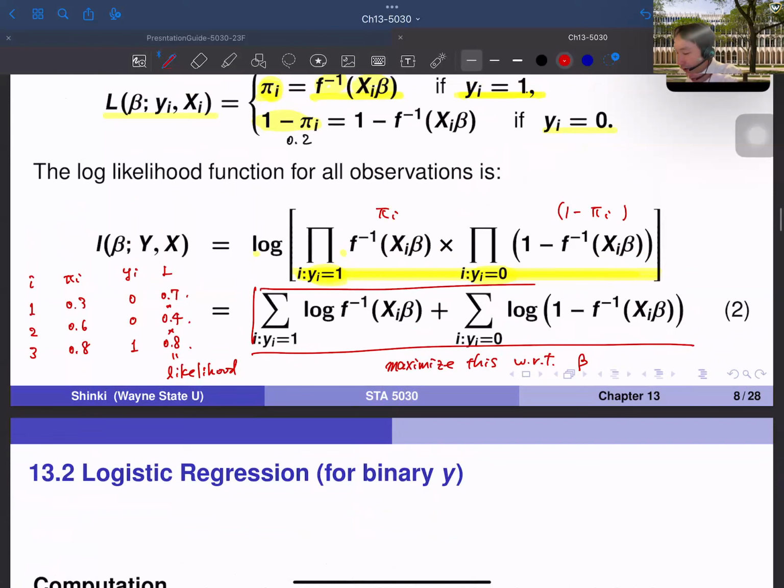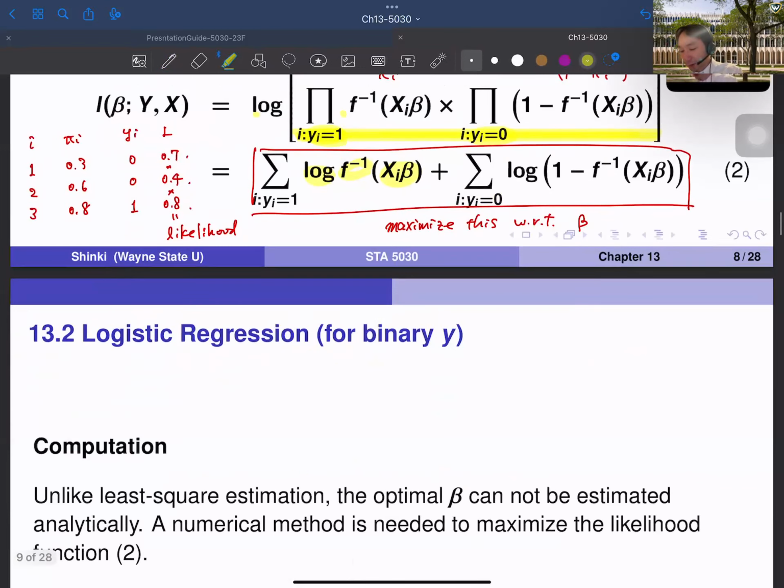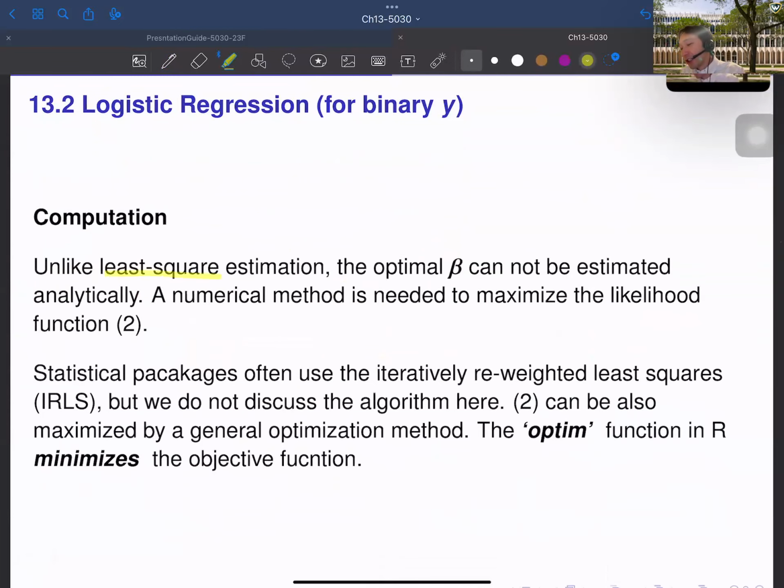So that's the concept to optimize beta. So we have to maximize this with respect to beta, but this is a very complicated function because the f inverse is e to the power x over 1 plus e to the power x. Then in place of x, we have to put this linear combination of betas. And further, we calculate the log of that. So it's a very complicated function of beta. So unlike the linear regression model, the optimal beta cannot be estimated analytically. So we don't have a simple formula such as x transpose x inverse times x transpose y. We cannot really use this.